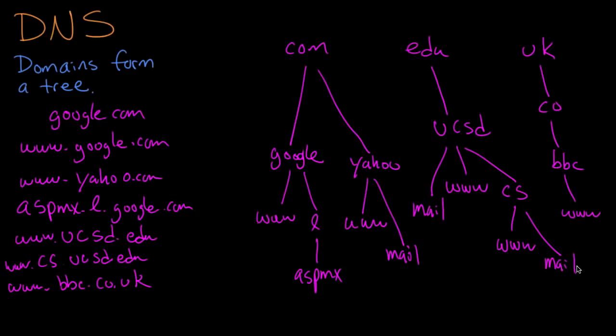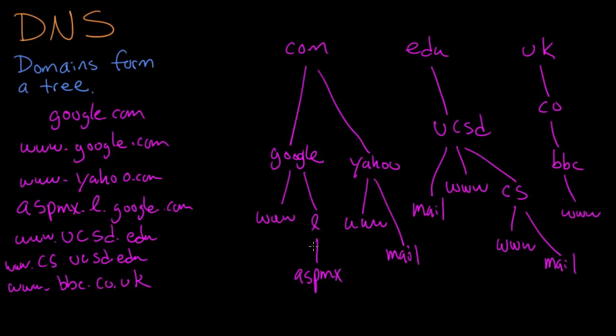So one thing we can see in this tree here is that there are many places where the individual names might be repeated. Like, this www here under Yahoo is obviously not the same as the www under Google, even though they have the same names, because they are in different places in the tree. So the whole point of each one of these domain names is to uniquely identify a particular location within the tree. For example, this bottom one here, www.bbc.co.uk, represents this exact point in the tree. It doesn't represent any other place in the tree.